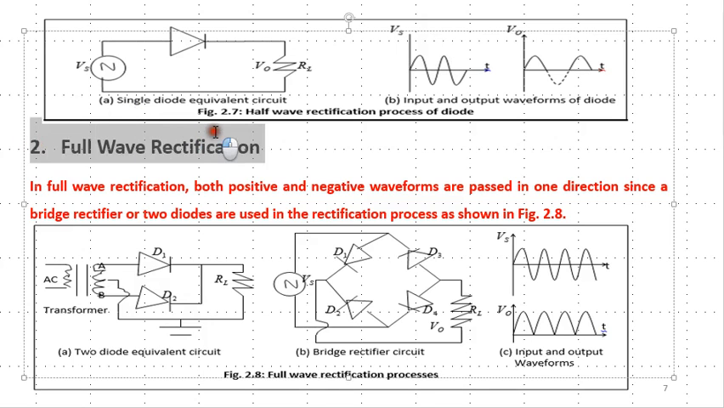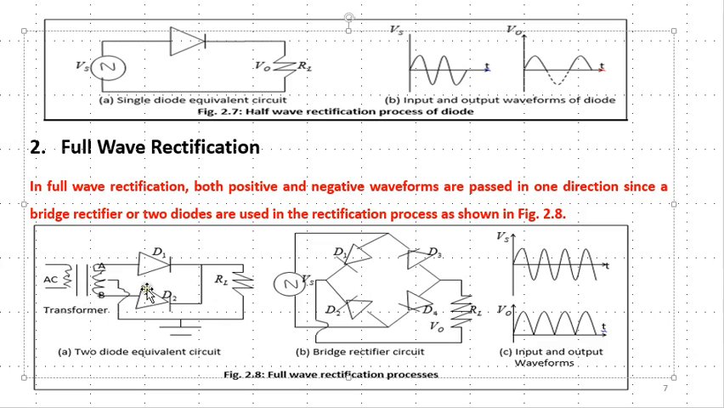Now the next thing is to look at what we call the full wave rectification process. In this full wave rectification process, both the positive and the negative waveforms are passed, but they are passed in only one direction. We achieve full wave rectification using either a bridge rectifier or the center tap transformer method. Let us discuss them one after the other.